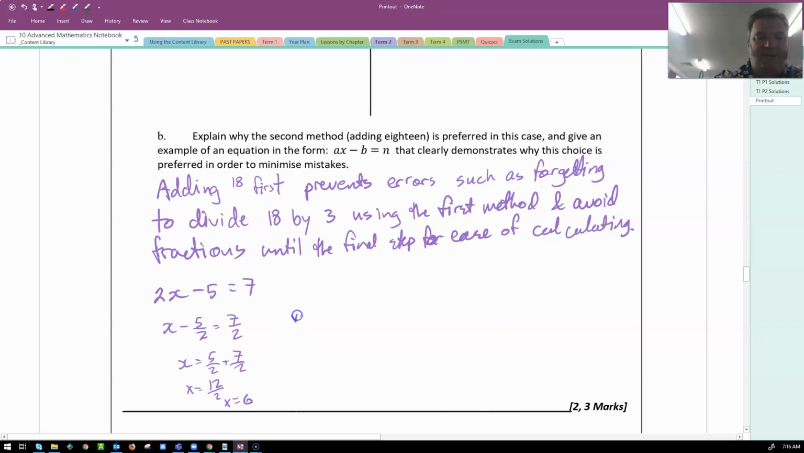Is that as easy as 2x take 5 equals 7, add 5 to each side? I've got 2x equals 12. Divide by 2, x equals 6. You can clearly see the second method is the preferred method. It's a lot faster and easier, and you're less likely to make a mistake.